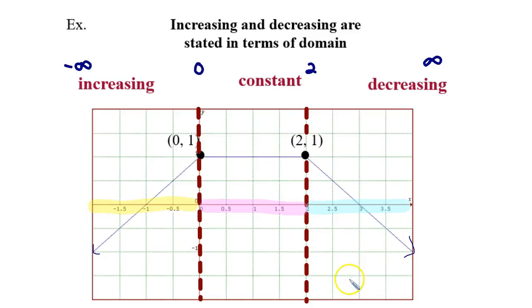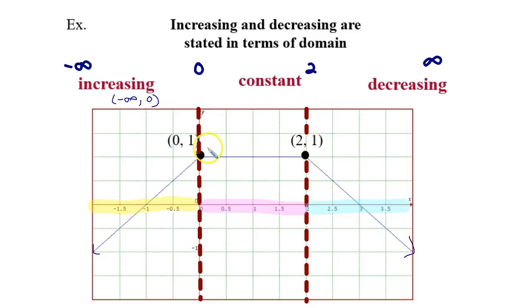All right, let's look at another one. This is not a polynomial function. It's a different type of function, but it's got an increasing interval that looks to be linear, and then a constant interval that's linear, and then a decreasing interval that's linear. And you can see that I've identified the domain from negative infinity to 0. It's increasing.